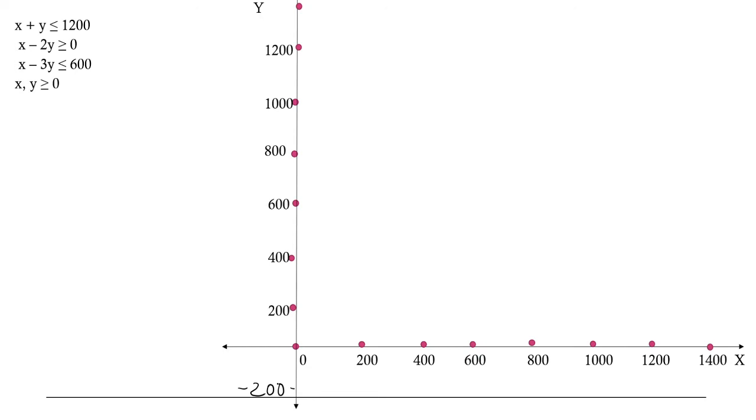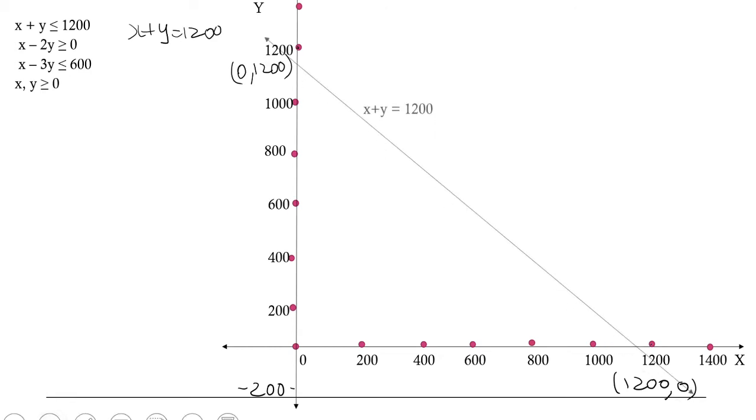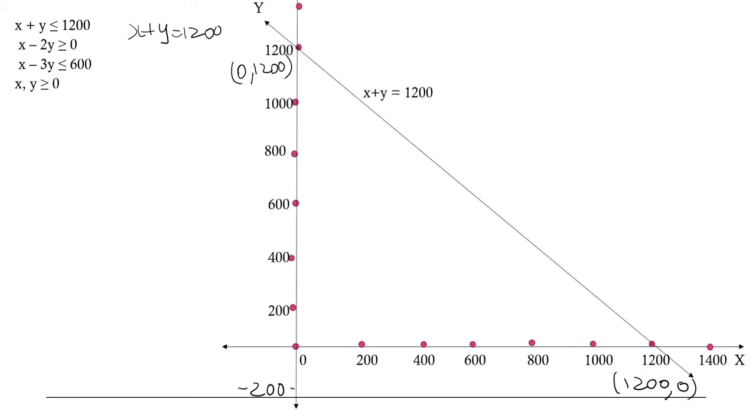Now let us take the first equation x plus y equal to 1200. When x is 0, y is 1200. This is the point. When y is 0, x is 1200. This is the point. Join these two points with the help of a straight line. We get the line x plus y equal to 1200.